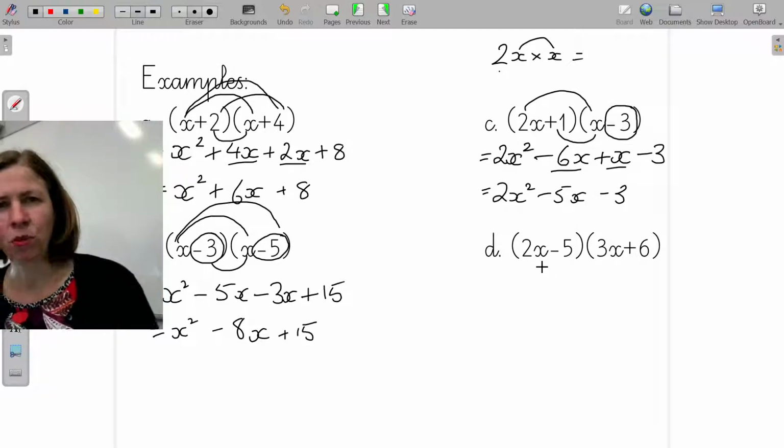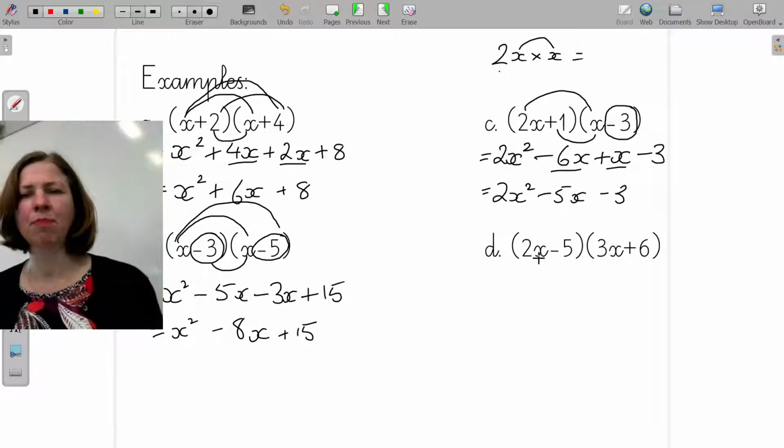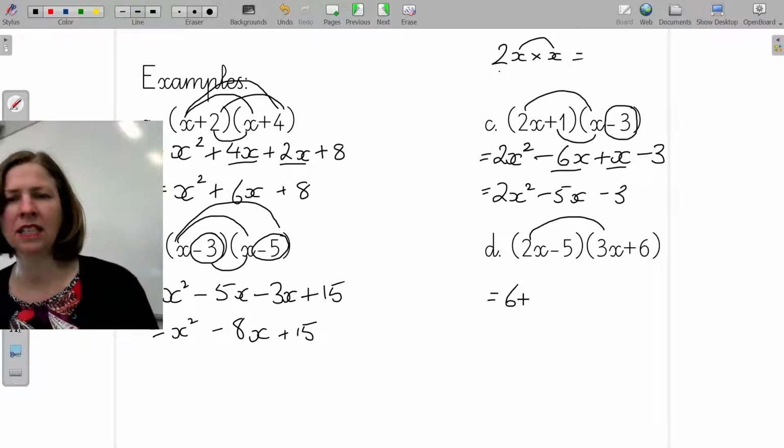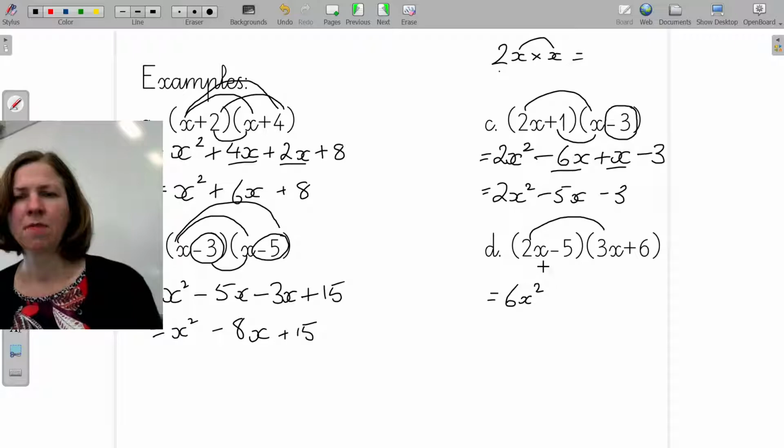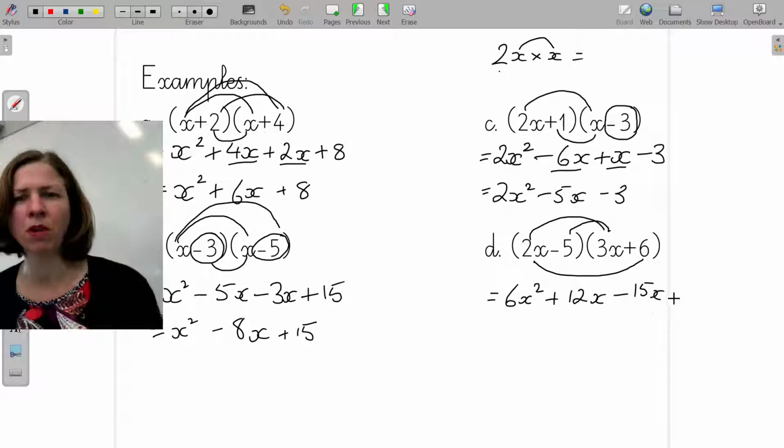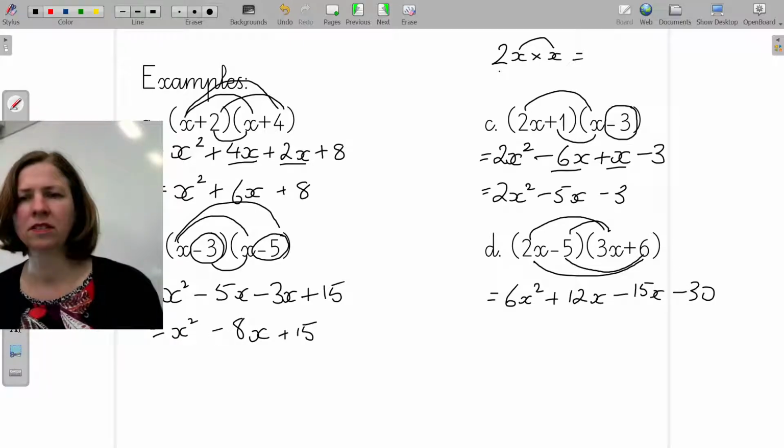Same again, you might want to pause this one, have a go yourself, and then hit play to see how you went. So my firsts is going to be 2x times 3x, which is going to give me 6x squared. Then my outsides is going to be 2x times 6, which is going to be plus 12x. The insides will be negative 5x times 3x, so that's negative 15x. And the last is negative 5 times positive 6, so that's negative 30. That's my lasts there.